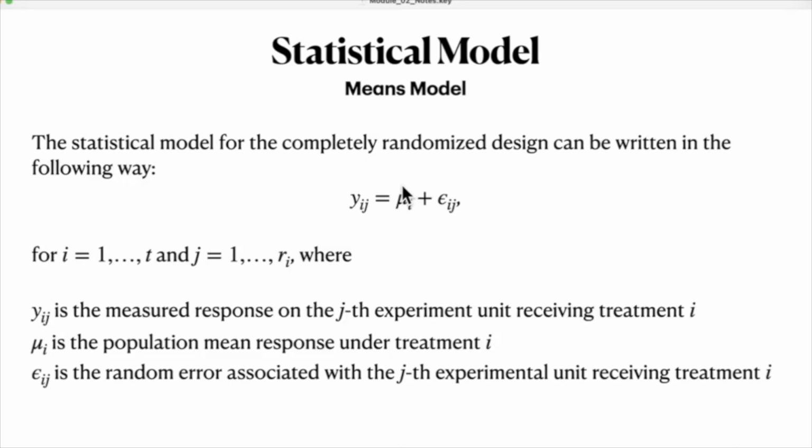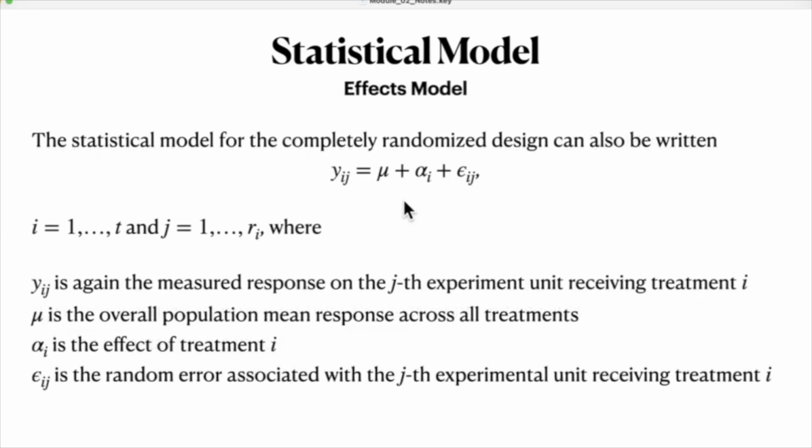All right, so if we go back to the previous slide, we have y sub ij being equal to mu sub i plus epsilon sub ij. And in the effects model, we are decomposing the mean mu sub i into the sum of mu and alpha sub i. Well, let's see what these components mean.